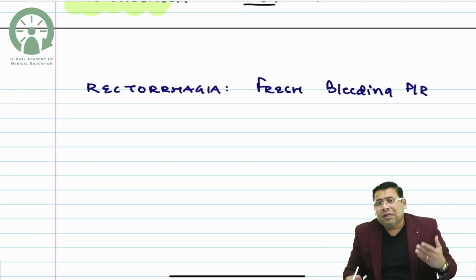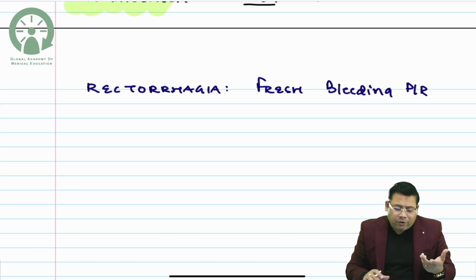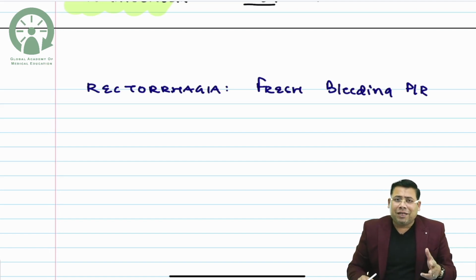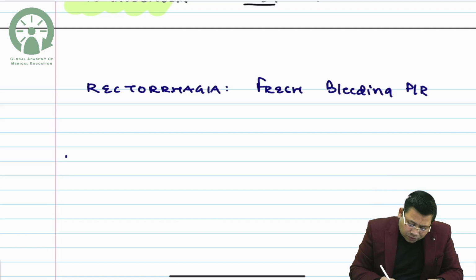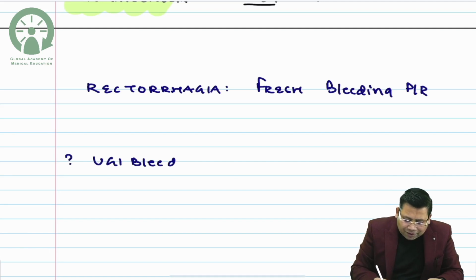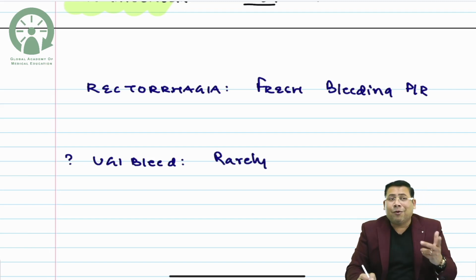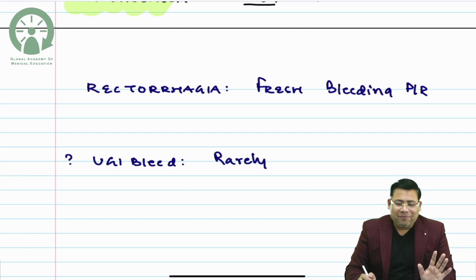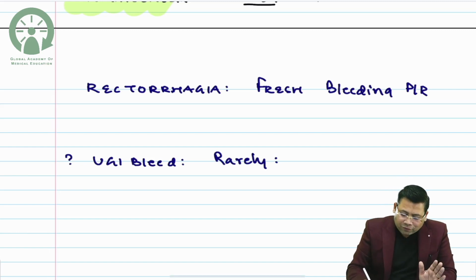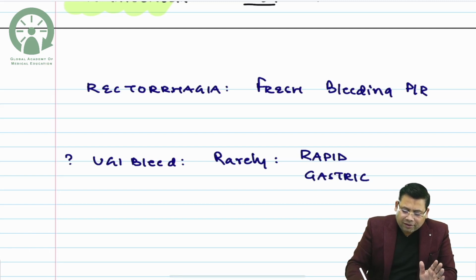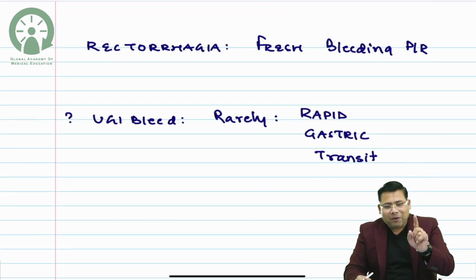Now my question is, rectorrhagia or you can say hematochezia, they are lower GI bleed. So can it be upper GI bleed? Answer is rarely. Now why rarely? You must be thinking that there is acid also, there are everything, if you don't give time. So in case of rapid gastric transit, the blood doesn't get enough time to get oxidized, and that is why you can get to see this.